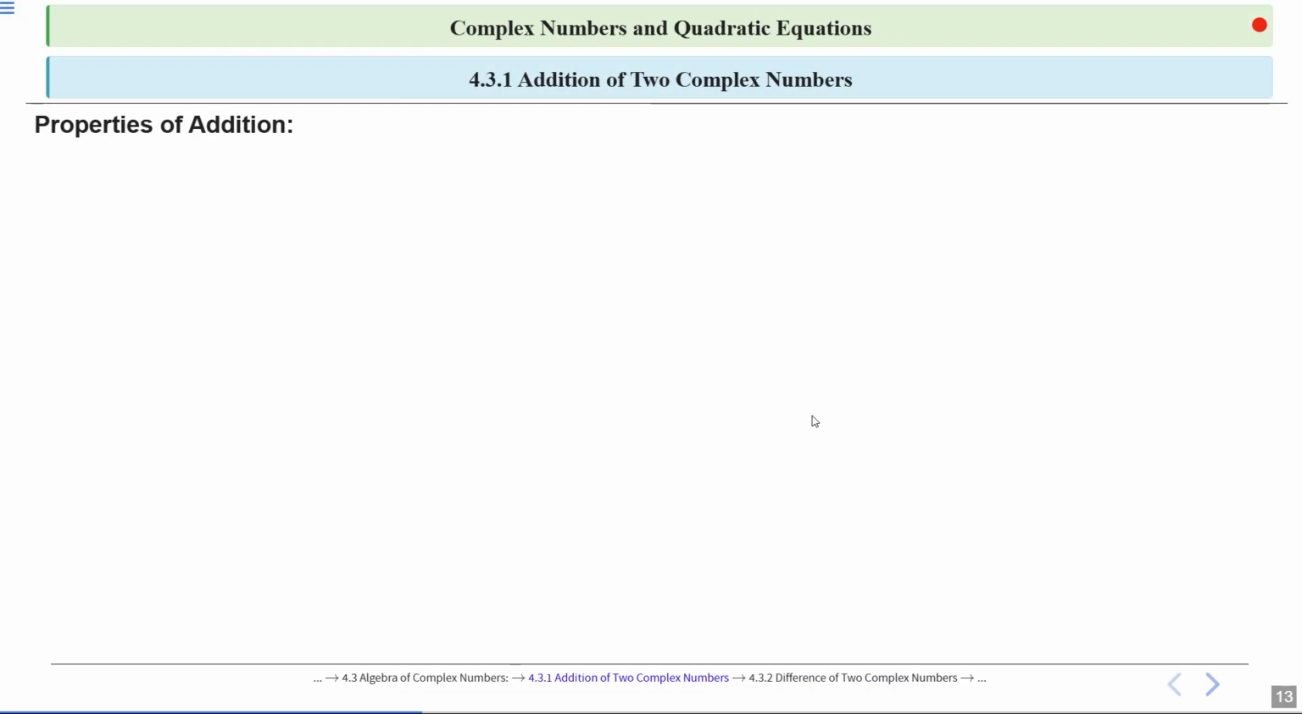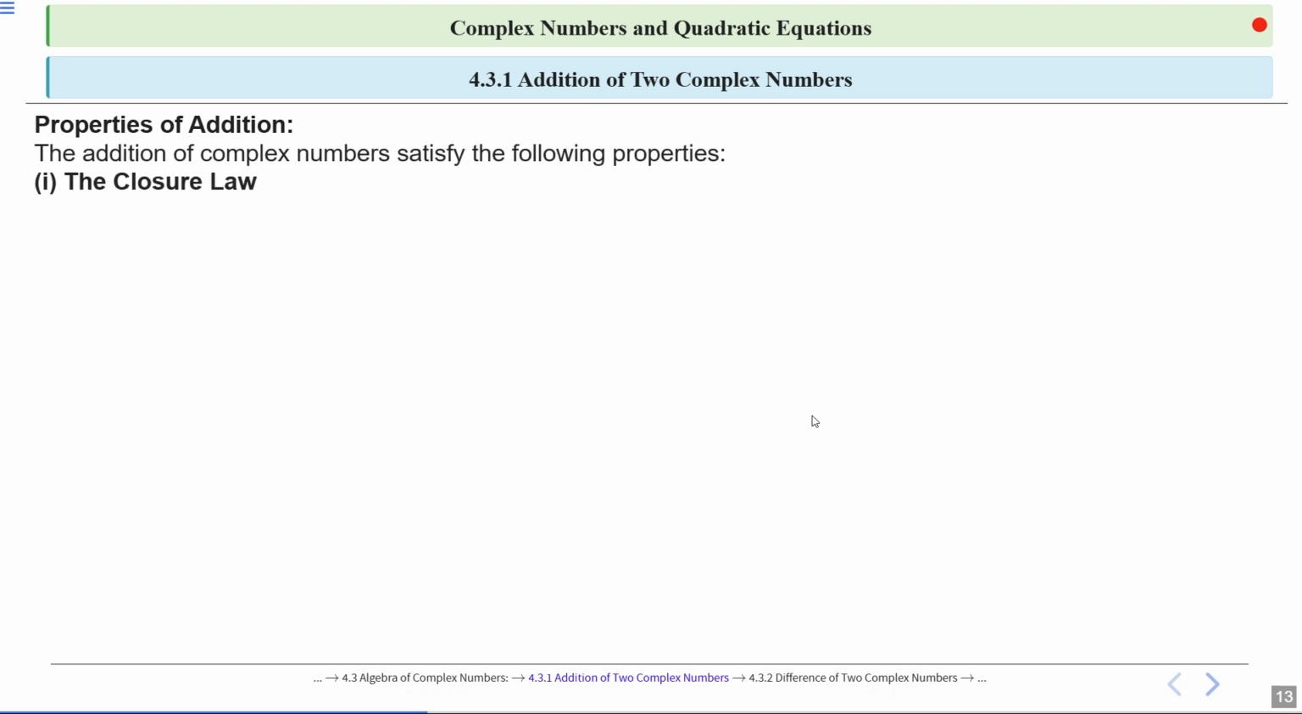Let's look at the properties of addition for complex numbers. These properties help us understand how complex numbers behave when we add them together, just like with real numbers. We will go through each property one by one and see why they are important. First we have the closure law. This means if we add any two complex numbers, the result is always another complex number.